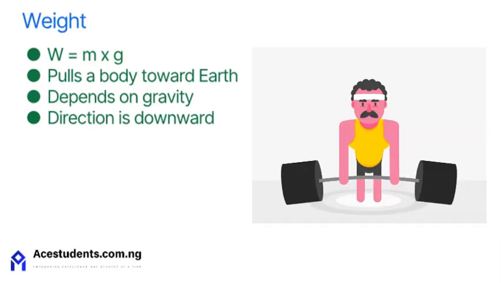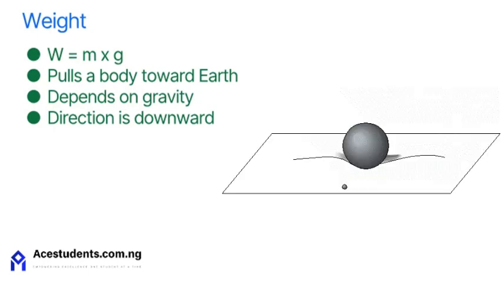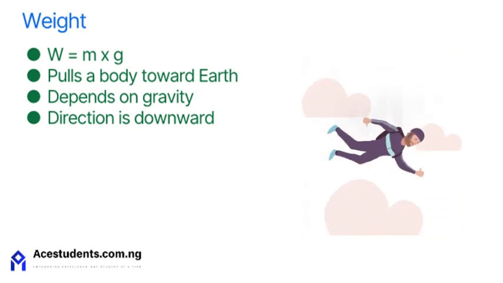Weight is a type of force that pulls an object toward the Earth due to gravity. It arises from the gravitational attraction between the object and the planet. The formula used to calculate weight is mass multiplied by the gravitational field strength, which is approximately 9.8 meters per second squared. So, W equals m times g. The direction of weight is always vertically downward, toward the center of the Earth. This is why objects fall when dropped.